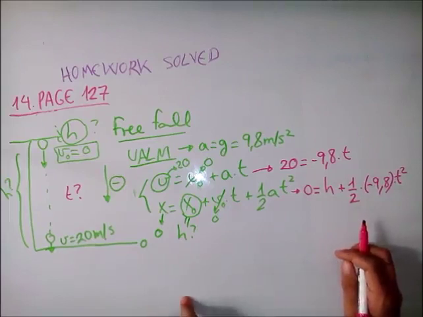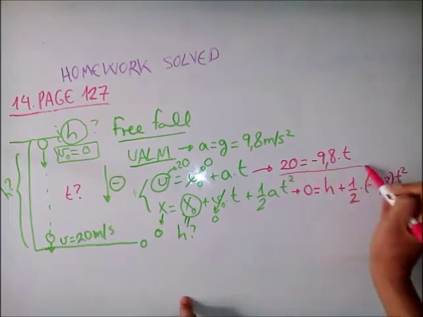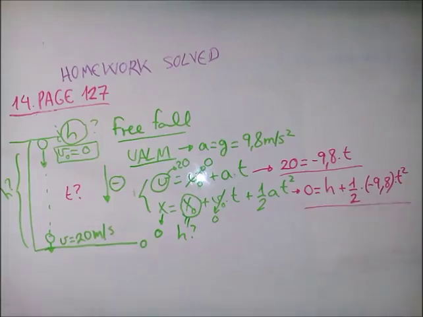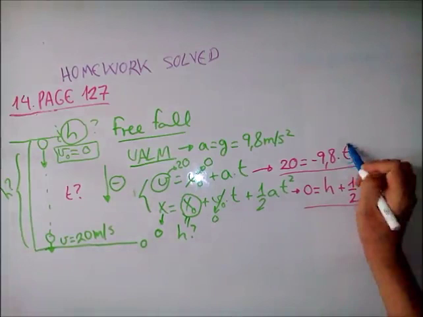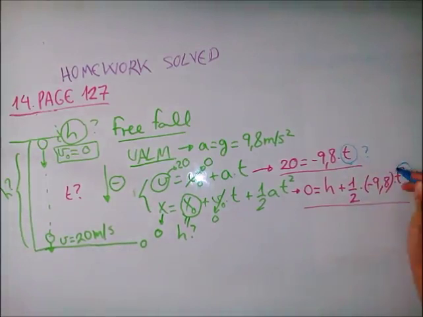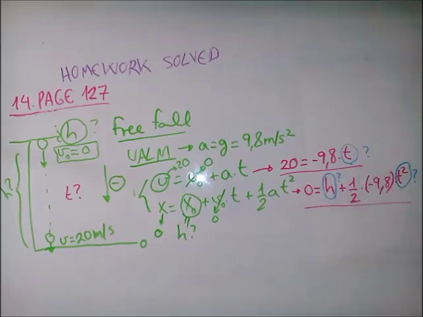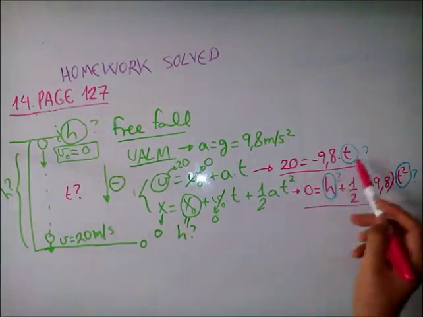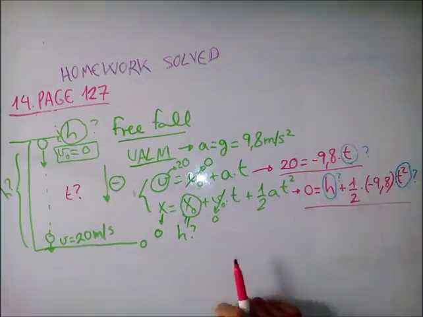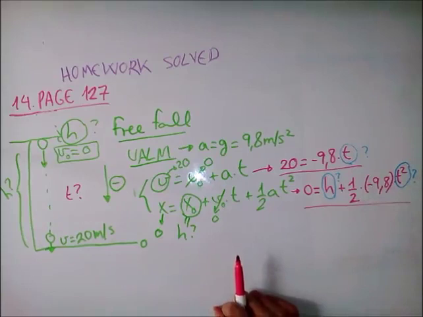So I have two equations. In this one and this one, t is the same, so I have the same time. But I don't know time, and I don't know height. So I will start with the easiest equation, which is the one that has fewer unknowns. So it will be the first one. I'm going to take the first equation.